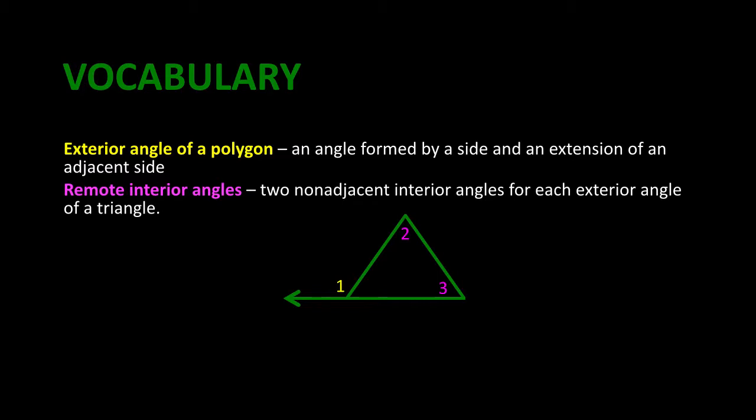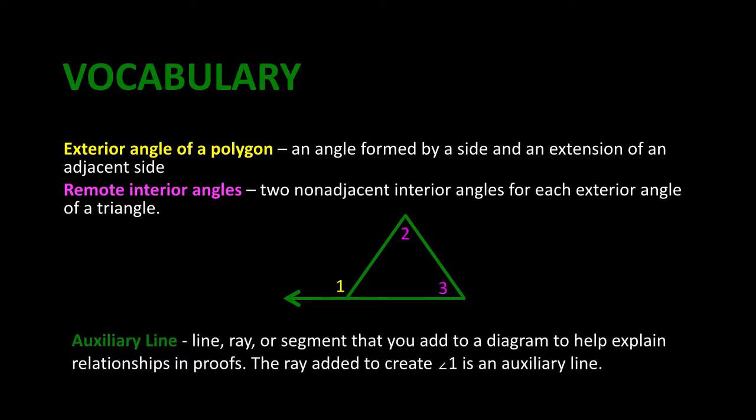So our extension is going to be at the bottom of our triangle, and it forms that angle 1, which is our exterior angle. Our remote interior angles are going to include angle 2 and angle 3. Our last vocabulary word is our auxiliary line. Now this is a line that you add to a diagram to help explain relationships and proofs.